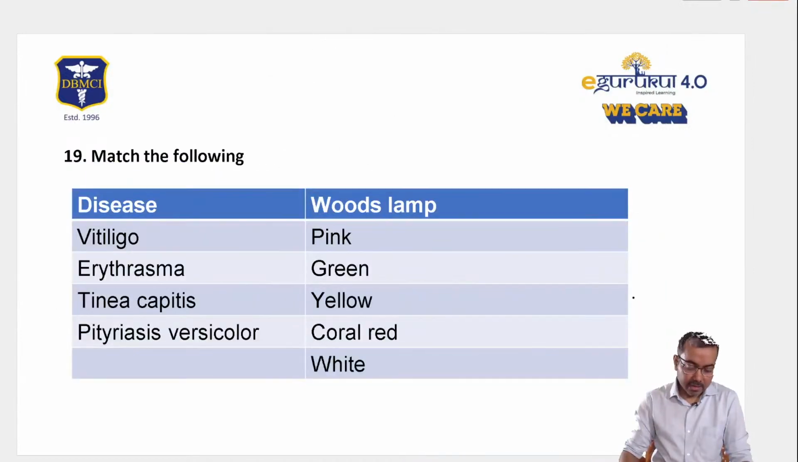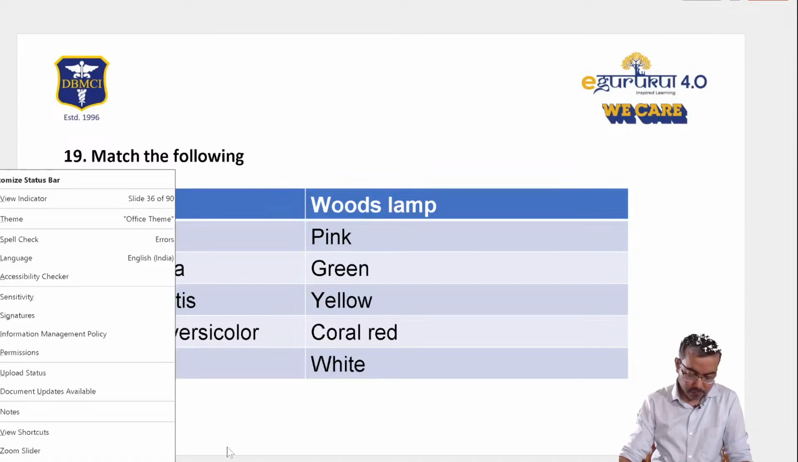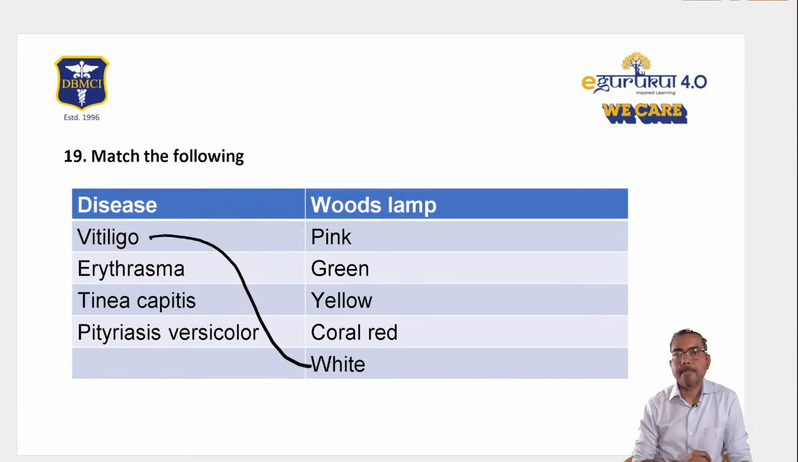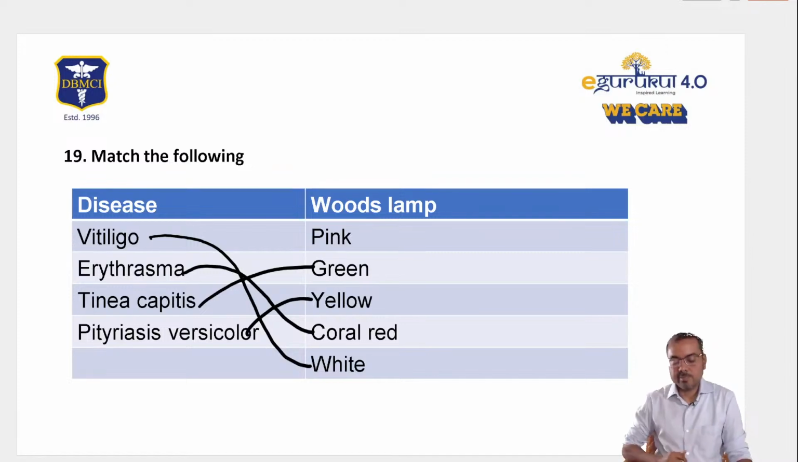Okay, 19th, match the following. Vitiligo. This is a Wood's lamp question, very important. Disease and Wood's lamp finding is what we want to pick up. Vitiligo is going to be white. Erythrasma, typically coral red. Tinea capitis, green. Pityriasis versicolor, yellow.